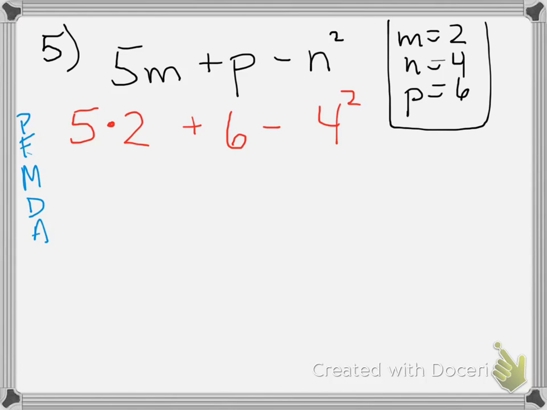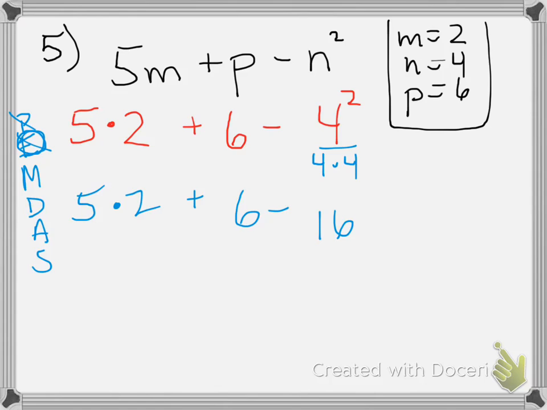So there aren't any parentheses, so I'm going to cross out the P. There are exponents, so I'm going to do the exponents. Remember, 4 to the second power is 4 times 4, not 4 times 2. 4 times 4 is 16. Then I rewrite the whole problem. Do it step by step. Take your time.